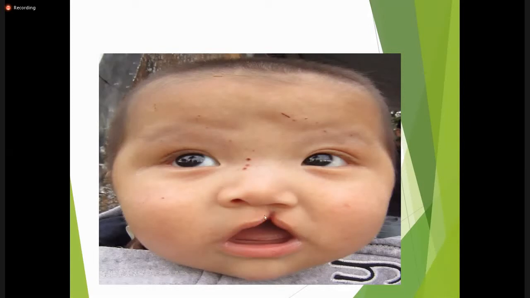if it's not interfering with breastfeeding or bottle feeding, then in that case you can delay the surgery for 6 to 9 months. But if it is very extensive and causing any difficulties in feeding, then in that case early surgeries are considered. So this is the defect within the palate.